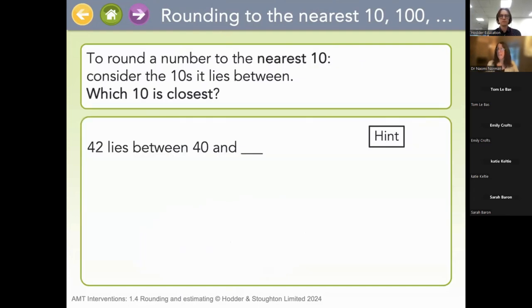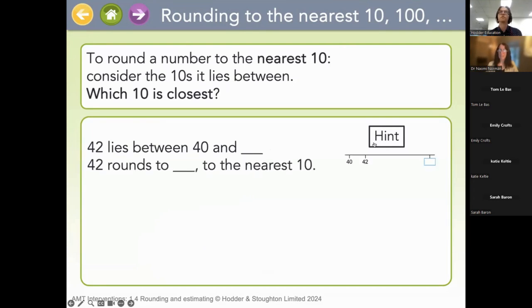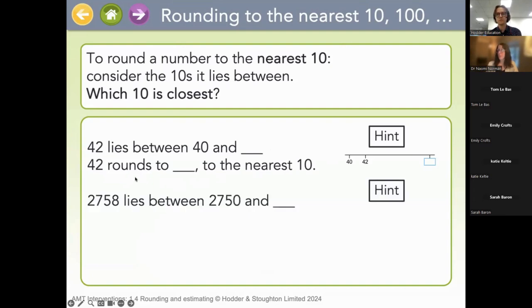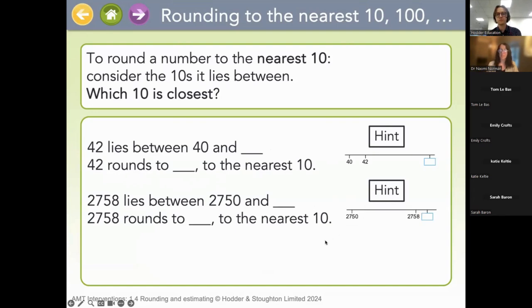Here, a highly scaffolded approach is taken. Students are told the 10 before 42 is 40, but must decide on the 10 after 40. And then to help students over here, we have a number line, a pictorial support. And then they're asked, they can use a number line or not, to see which it's closest to, whether 42 is closest to 40 or to 50. And the same type of scaffolding and pictorial support is provided for rounding 2,758 to the nearest 10 as well.